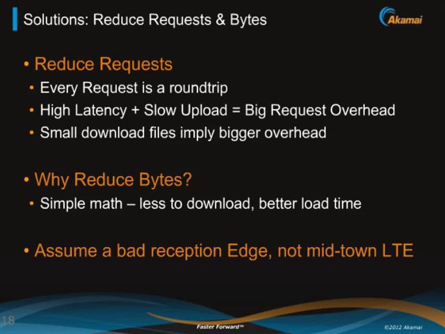When you talk about reducing bytes, that is actually a slightly more intuitive optimization. Basically, it takes less time to download 100K than it does to download a megabyte. When you're in a slow network where download rates are smaller, it is more important for you to reduce the actual amount of data that you're sending down.